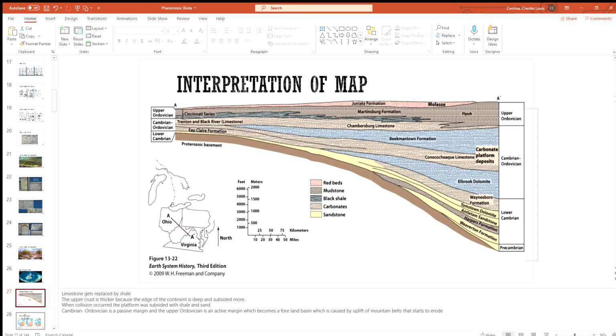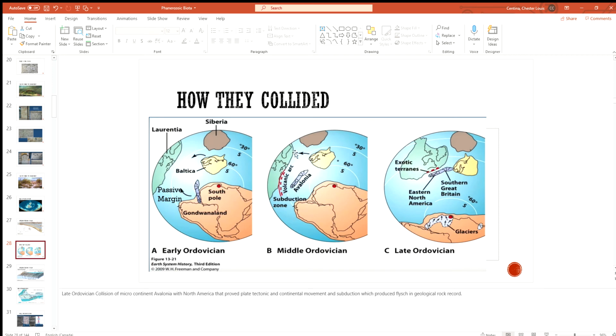Okay, here's how they collided. This is the passive margin in this map, and then you see the Avalonia volcanic arc right here. It collides, and then here it is in the late Ordovician.